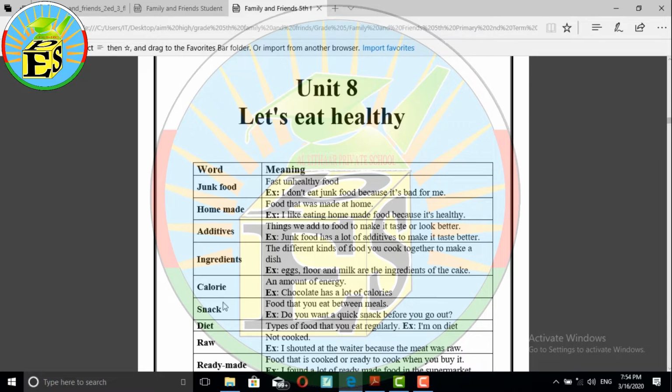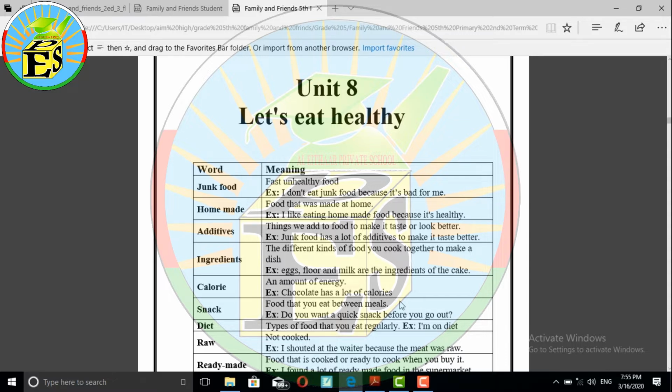Next word, calorie. Repeat, calorie. What's the meaning of calorie? Calorie means the amount of energy. For example, chocolate has a lot of calories. I think chocolate is very delicious, but you don't have to eat too much chocolate because it will make you fat.